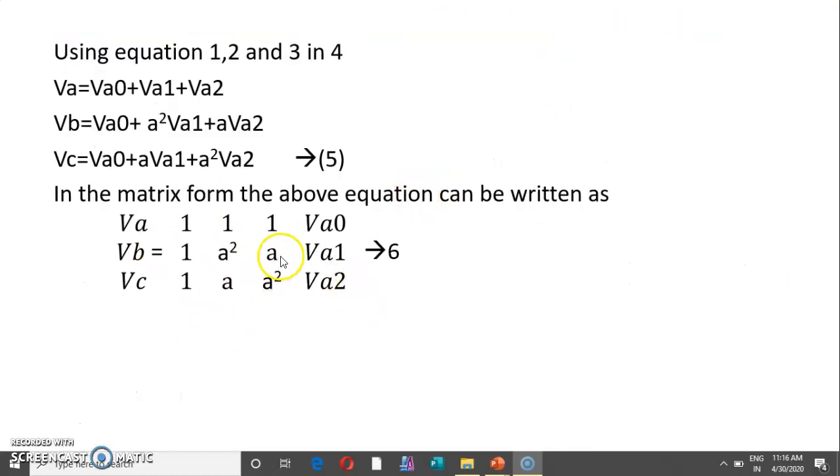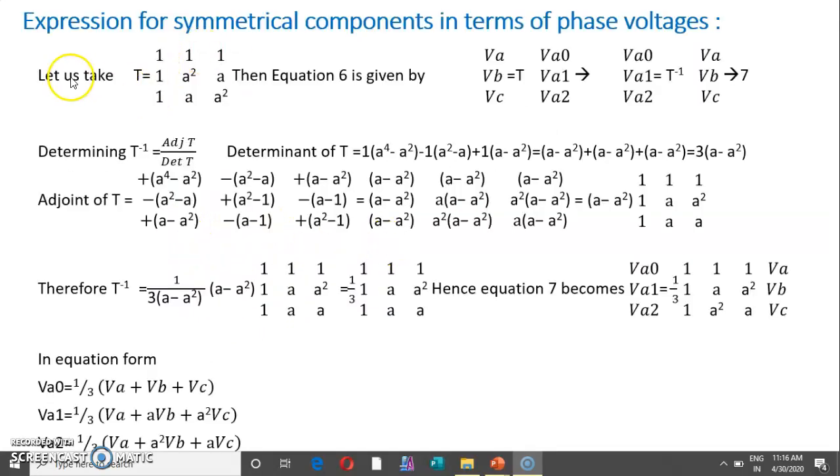For that, let us make use of the previous equation. In this equation, let me name this matrix. This matrix I have completely named as T. Let us take T equal to this matrix. Then equation 6 I will rewrite as VA, VB, VC equal to T times VA0, VA1, VA2.